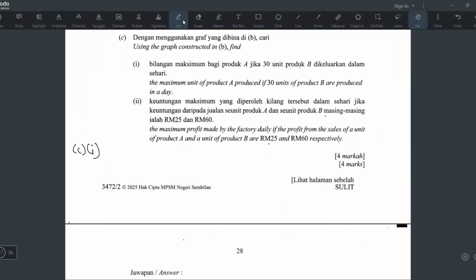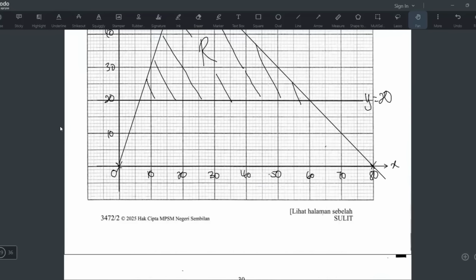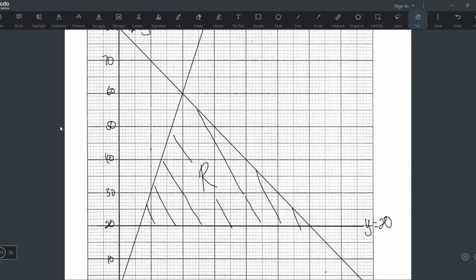Okay, let's see. Number one, find the maximum unit of A produced if 30 units of B are produced in a day. Okay, this is not the slide question. Yeah, this is not the slide one. This one is asking you to find maximum of A, means find X maximum. Yeah, because A is X. If 30 is B, so when Y is 30 lah. So this one no need to slide. This one just go to Y, cari 30 and then tarik to the shaded region lah.